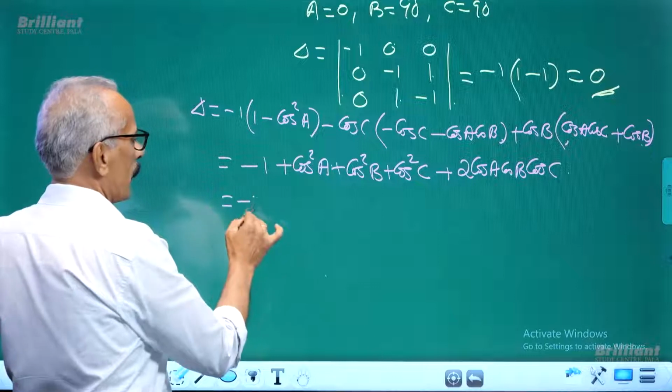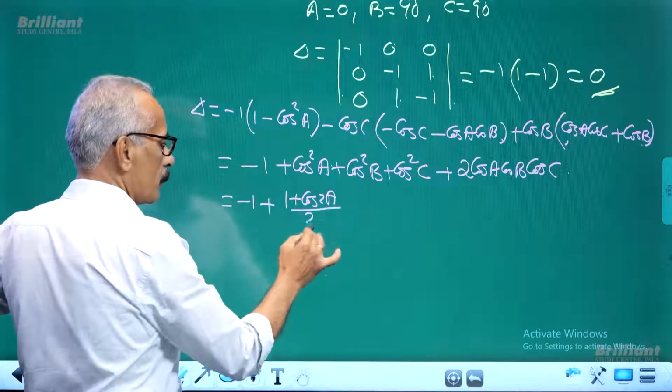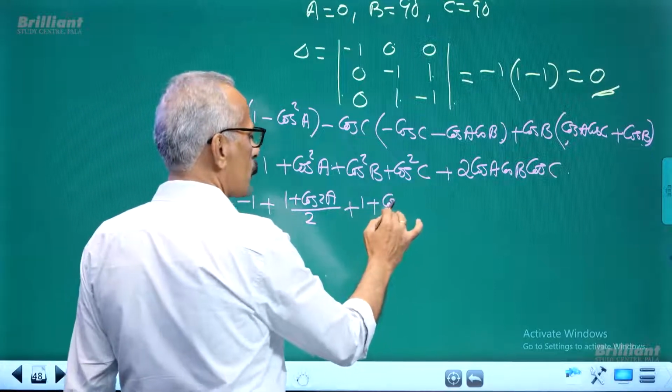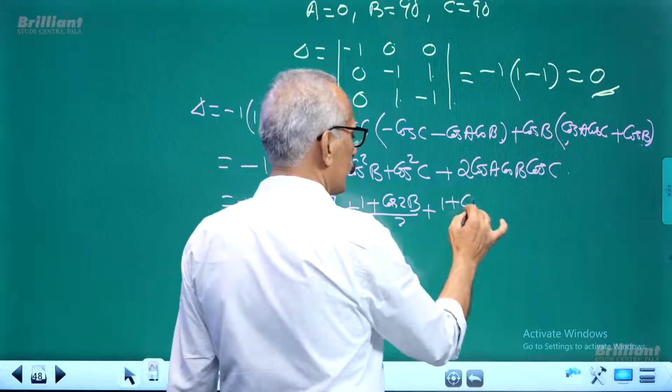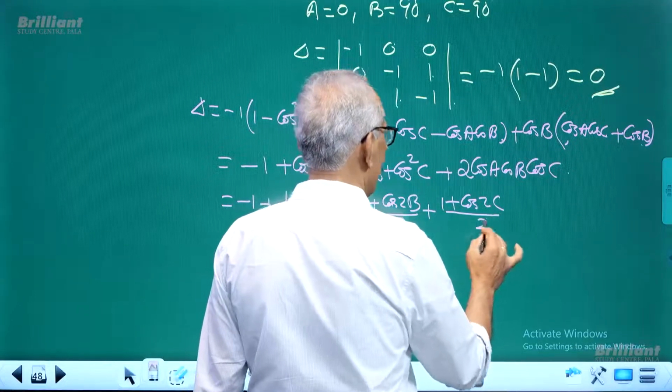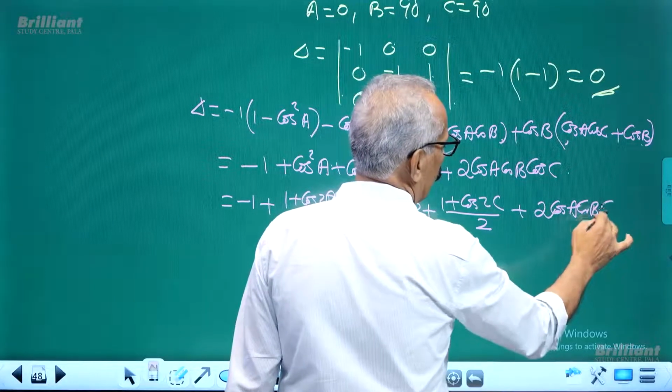So this is equal to minus 1 plus 1 plus cos 2a divided by 2 plus 1 plus cos 2b divided by 2 plus 1 plus cos 2c divided by 2 plus 2 cos a cos b cos c.